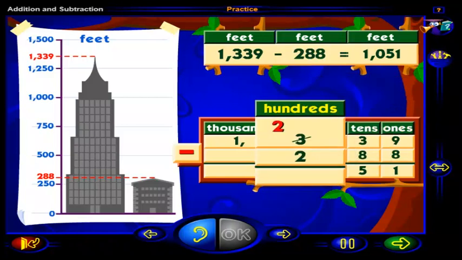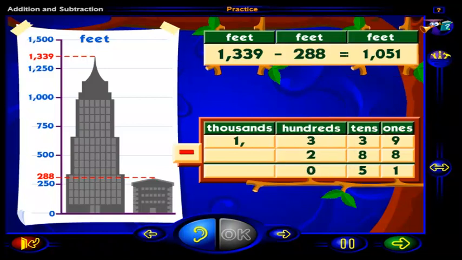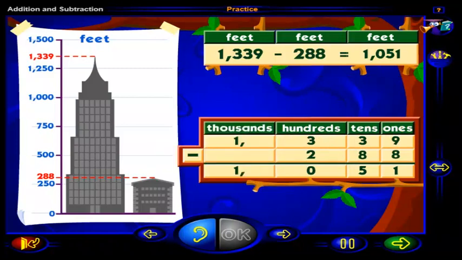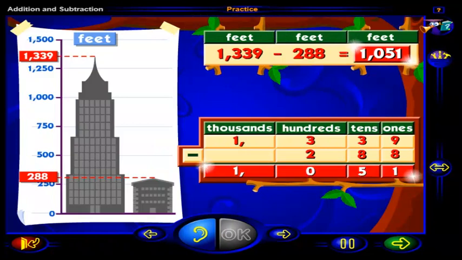2 hundreds minus 2 hundreds is 0 hundreds. And 1,000 minus 0 thousands is 1,000. So, the difference in feet between 1,339 and 288 is 1,051.